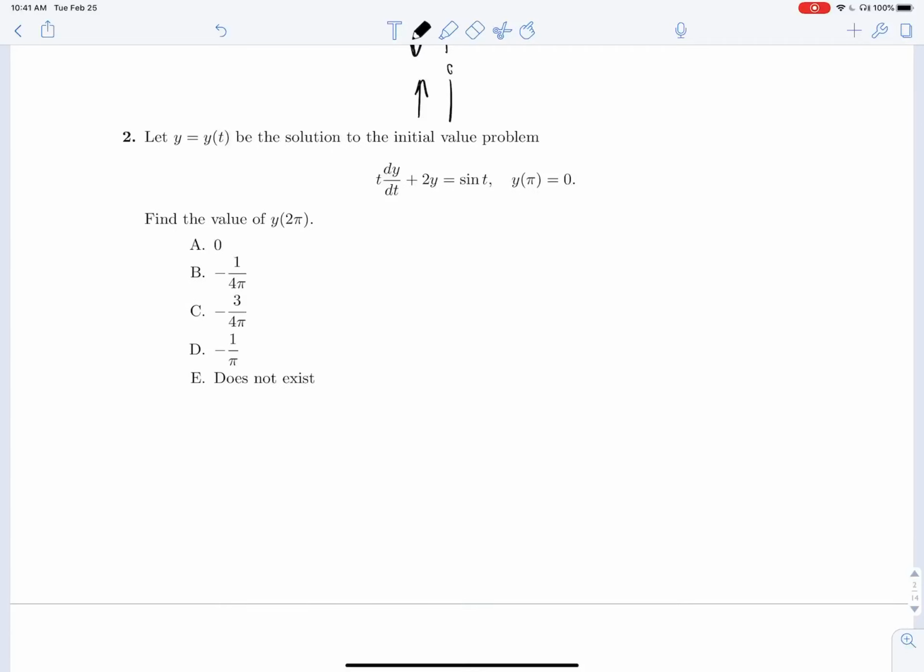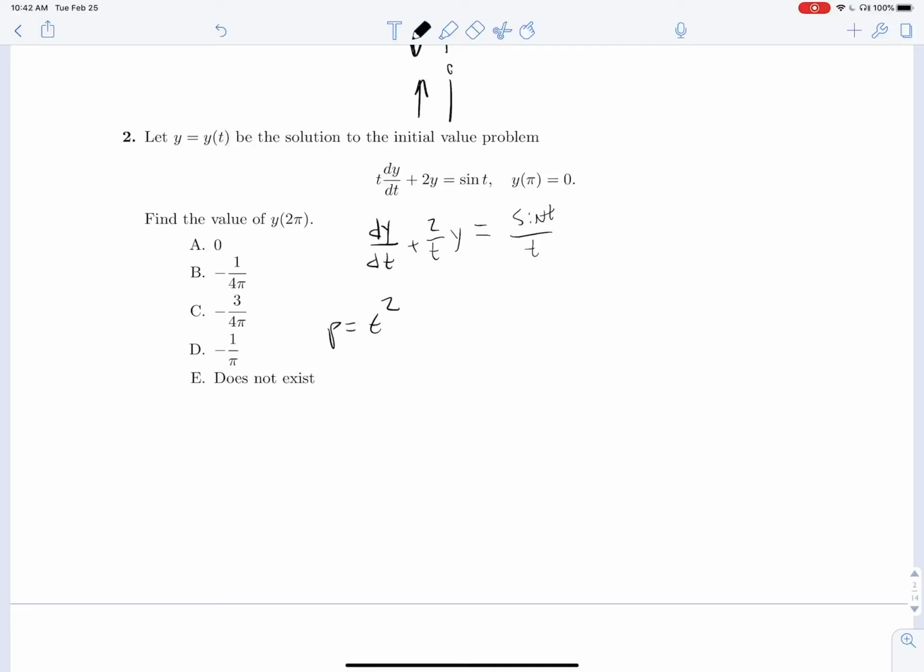2, let y of t be the solution to this initial value problem given here. So a very clear case where it's time to do some integrating factor. Let's rewrite this: dy dt plus 2 over t y is equal to sine t over t. Here's our function q, here's our function p. Our function rho, our integrating factor, is going to be e to the integral 2 over t dt, which is e to the 2 ln t, and overall this simplifies down to t squared.